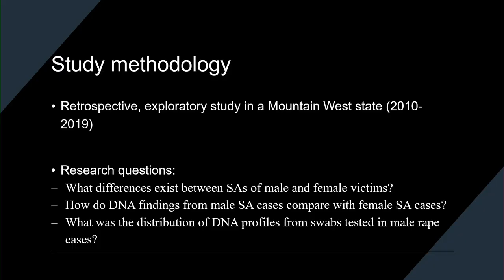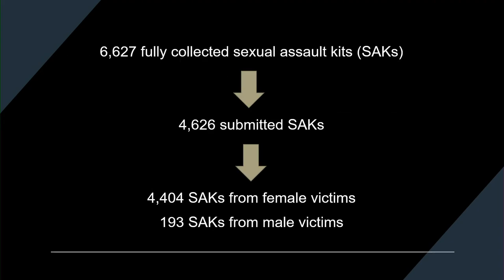For this side study, we are looking at what differences exist between sexual assaults of male and female victims, and then how DNA findings from male sexual assault victims compare to female, and the distribution of DNA profiles from swabs from male sexual assault victims. The numbers I'm sharing with you are from 2010 to 2019. We are currently rerunning these same analyses because we have a larger N of males.